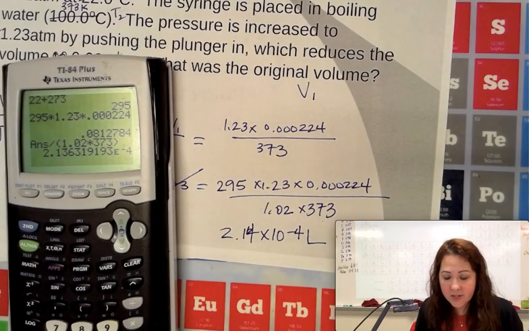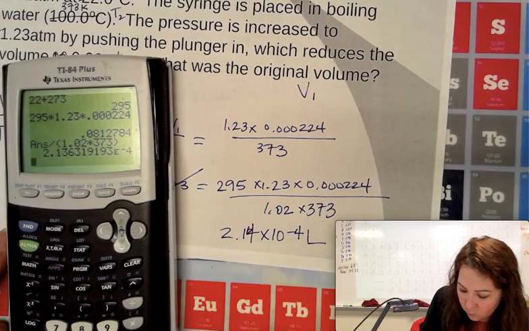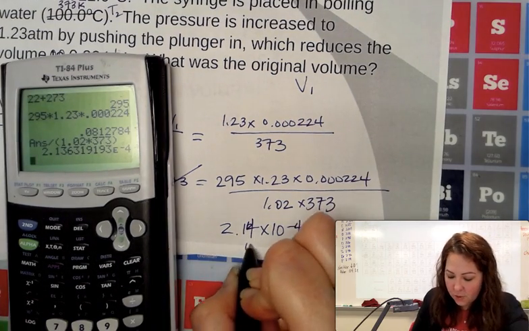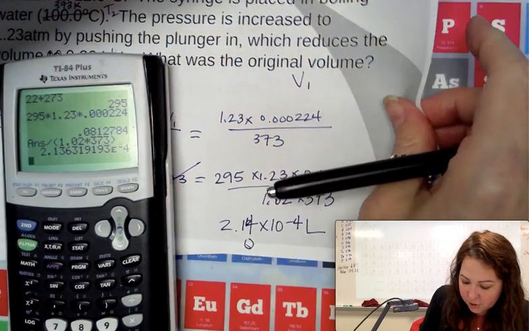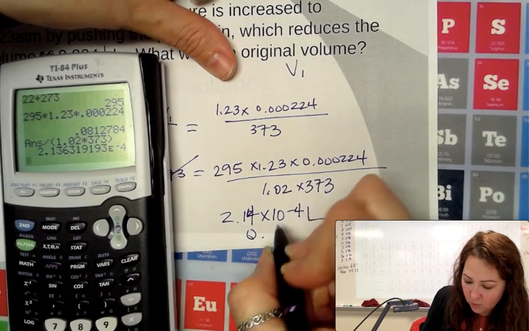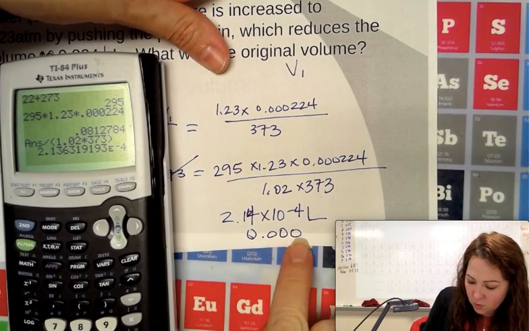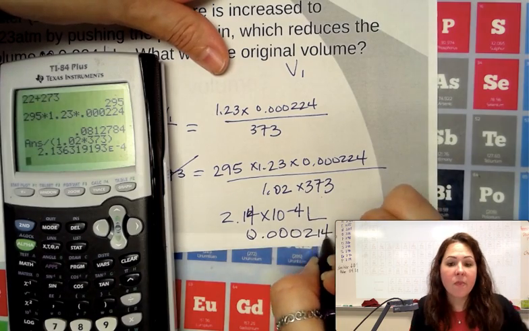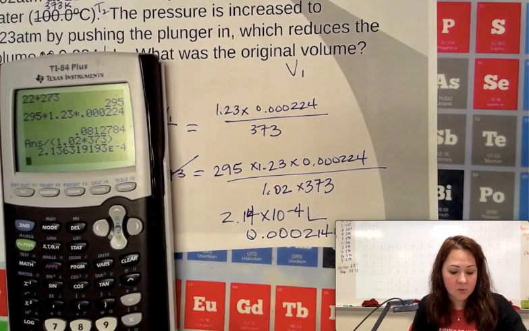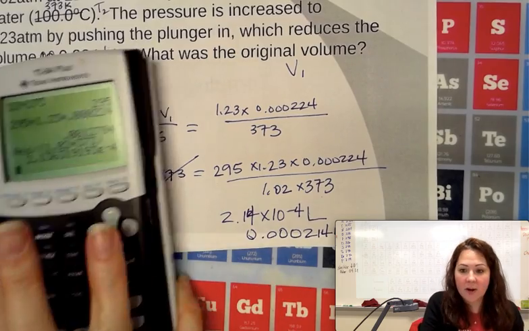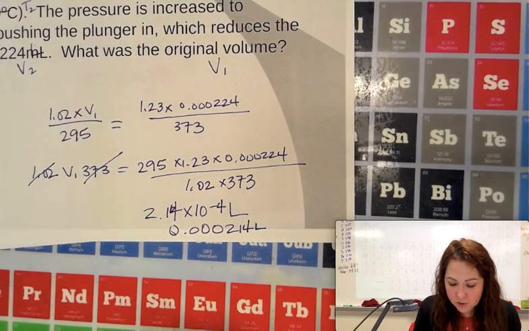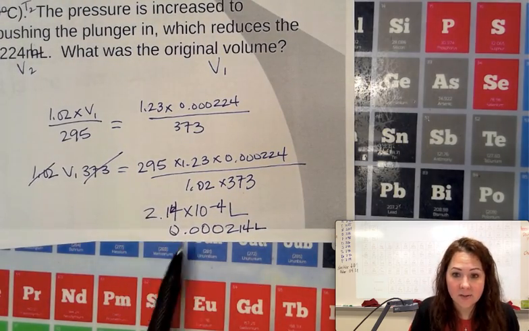Or if you're using a different type of calculator, it might write it out using non-scientific notation. I don't have a preference with how you write that, but it might tell you 0.000214 liters. Those two numbers are identical, so it's up to you how you want to write that answer, if you want to use scientific notation or not.